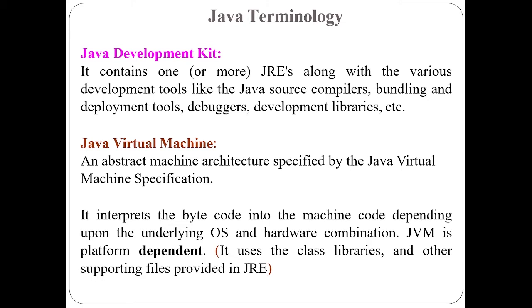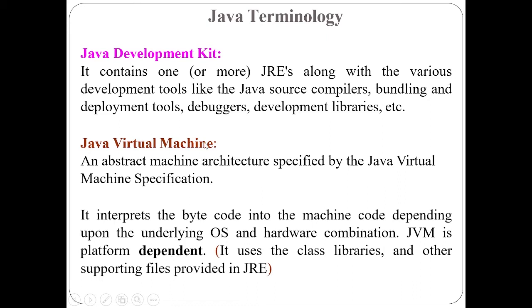which means that the main role of the JVM is this: the Java programming language is converted into bytecodes. Then the JVM is used to interpret those bytecodes into machine dependent code, so that it will run everywhere. JVM is platform dependent. It uses the class library and other supporting files provided in the JRE, that is the Java Runtime Environment.